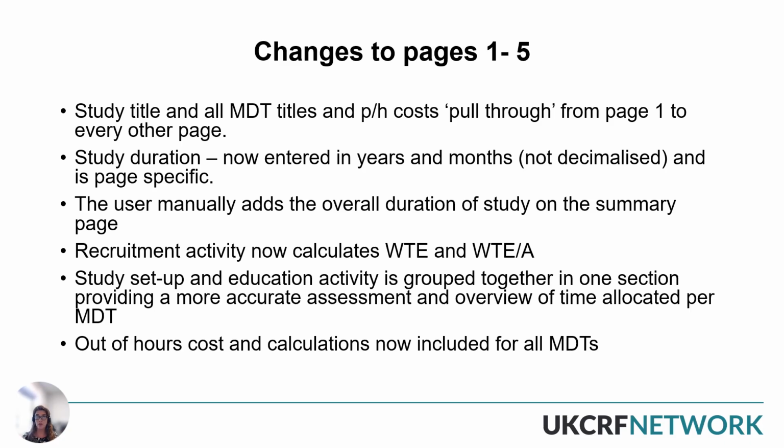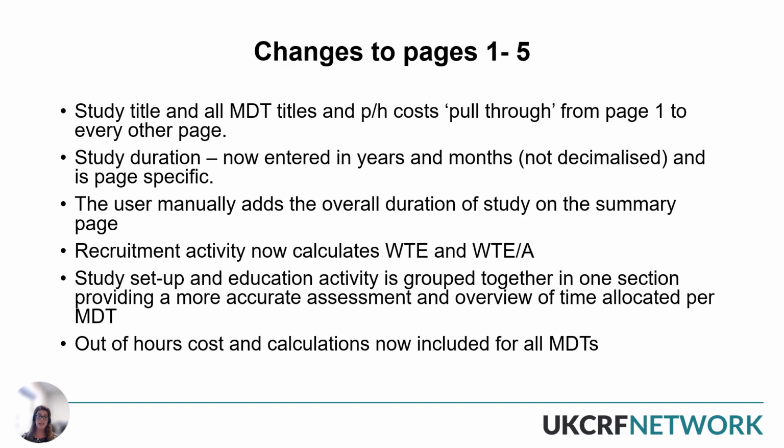You add the overall or the total study duration on the summary page, and then the page specific duration is entered on pages 1 to 5 and also the admin page. That's because you could be using, for example, page 1 just to capture your recruitment activity, and you want to measure that. Maybe if you've got a 6-month recruitment period, you would want to have just 6 months on page 1 because that's how long you're recruiting for. But perhaps the study is going to be running for 3 years, and so on the summary page, that's where you put that total 3-year figure.